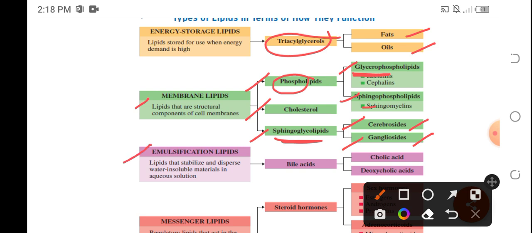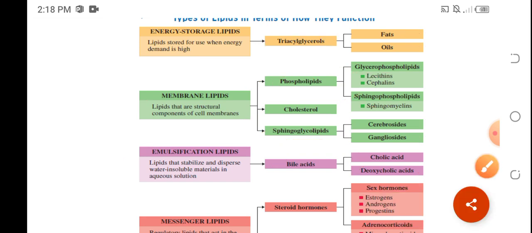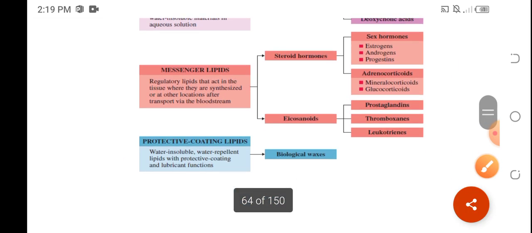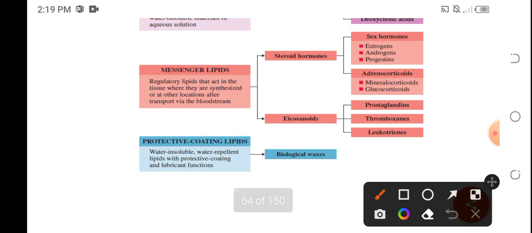Now, for emulsification lipids, we have bile acids, which could either be cholic acid or deoxycholic acid. There are two types of deoxycholic acids, the 12-deoxycholic acid and the 7-deoxycholic acid. Then we have the messenger lipids in the form of steroid hormones and icosanoid. For steroid hormones, it is the sex hormones and the adrenocorticoids.